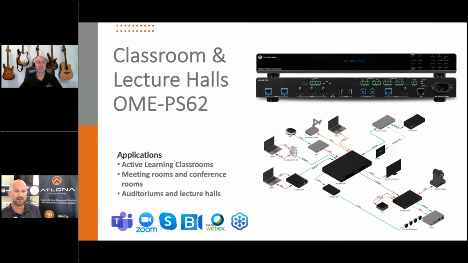And one final application you can immediately jump into is classrooms and lecture halls using the Omega PS62, which is a 6x2 matrix presentation switcher with HDMI, USB-C, and HDBaseT inputs. Plus, it also supports HDMI and HDBaseT outputs. The PS62 is ideal for active learning environments as well as meeting rooms and conference rooms, and it too is a perfect touchless solution that supports automatic display control, automatic input selection, and pairs perfectly with Velocity and the QR touch-free solution that Justin demonstrated for us.